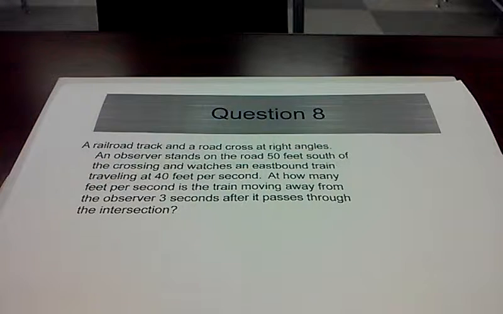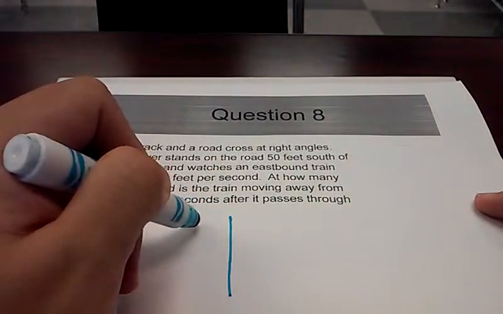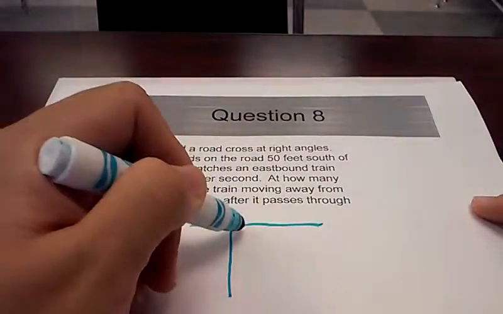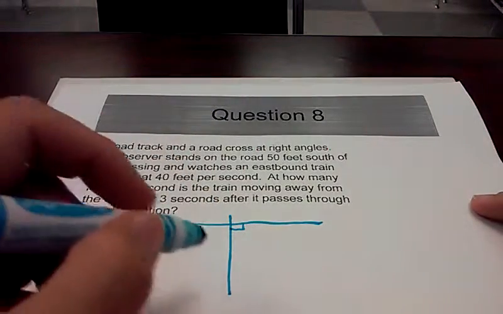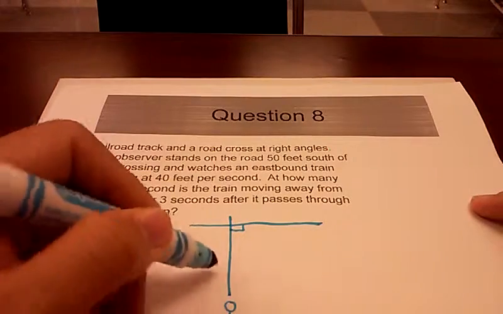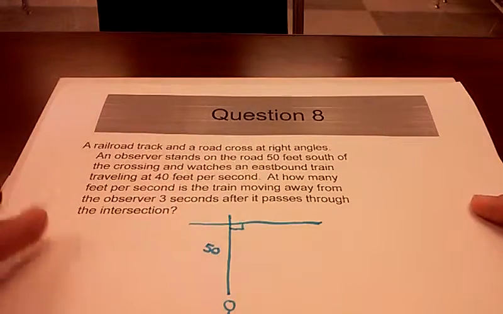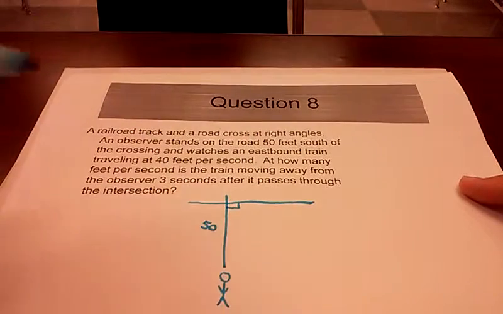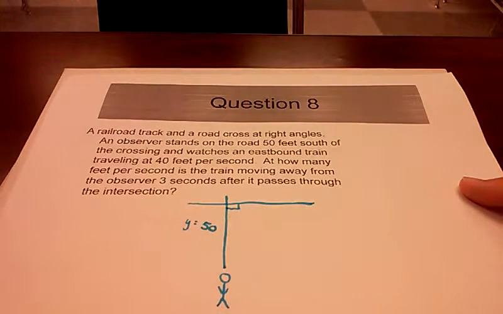Alright guys, for this problem it says a railroad track and a road cross at right angles. So we have a road crossing and a railroad track that cross at a right angle. So there's my right angle. It says an observer stands on the road 50 feet south of the crossing. So there's the observer, and so he is 50 feet south of that railroad crossing. I'm just going to label this Y, so I'm going to say that Y is 50 feet.